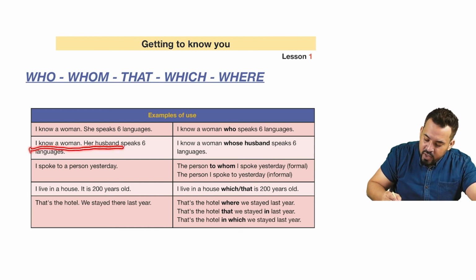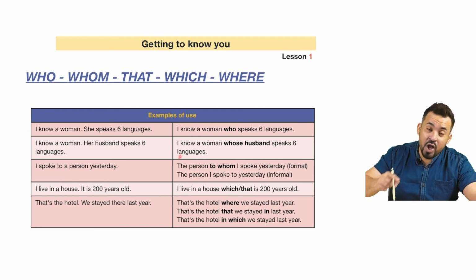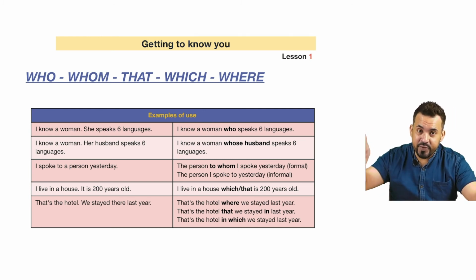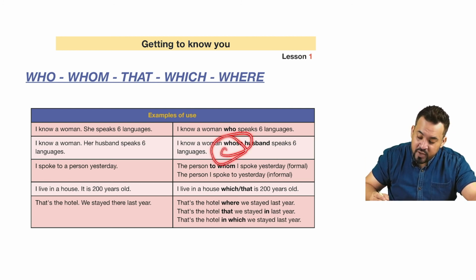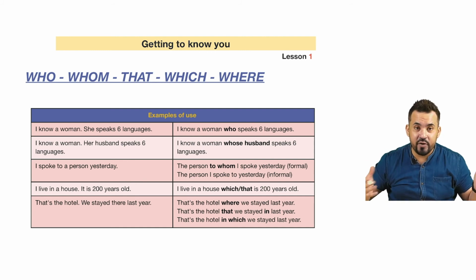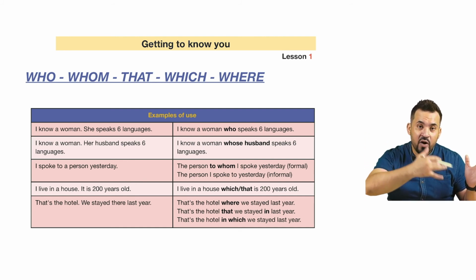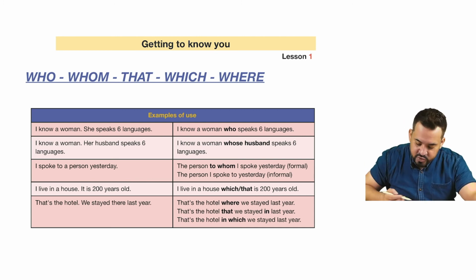I know a woman, her husband speaks 6 languages. I know a woman whose husband speaks 6 languages. Now, why did we use whose? Because we're talking about the woman's husband. There is possession here. Woman's husband. Her husband, whose speaks 6 languages.